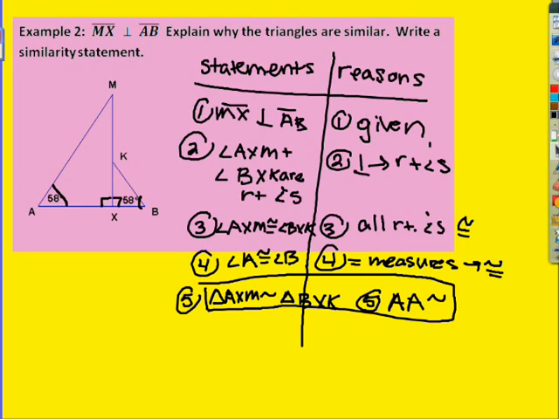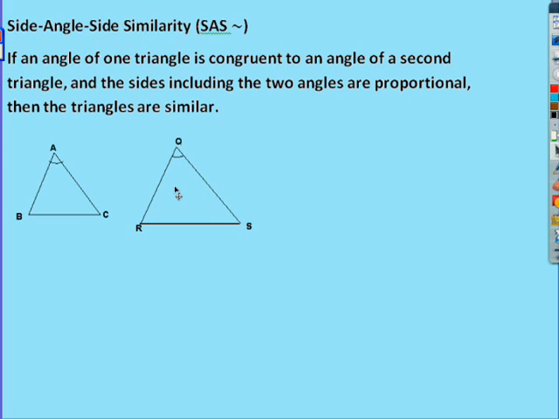Alrighty, let's look at another way to show that triangles are similar. Okay, another way to show that triangles are similar is side angle side similarity. Go ahead, copy everything down, including that picture. So if an angle of one triangle is congruent to an angle of a second triangle, and the sides including the two angles are proportional, then the triangles are similar.